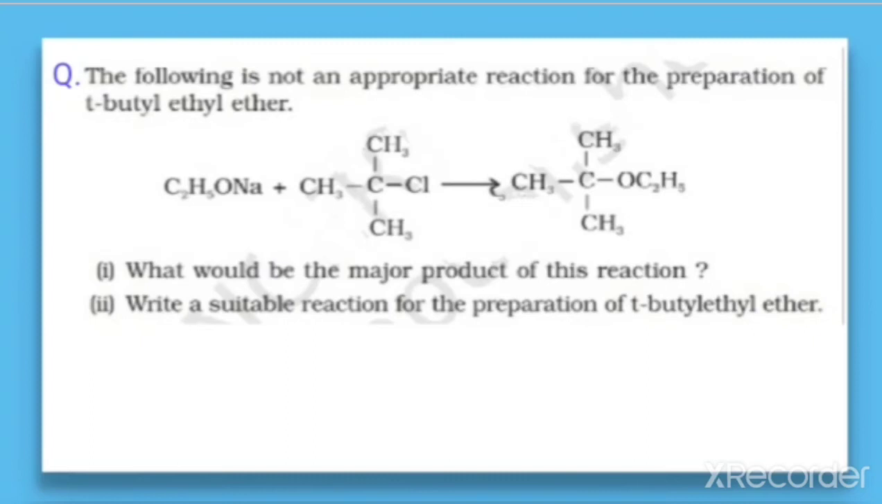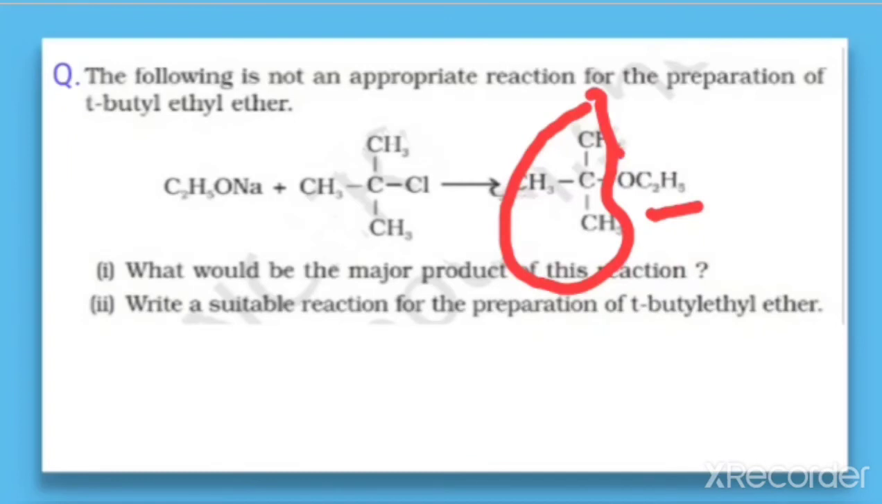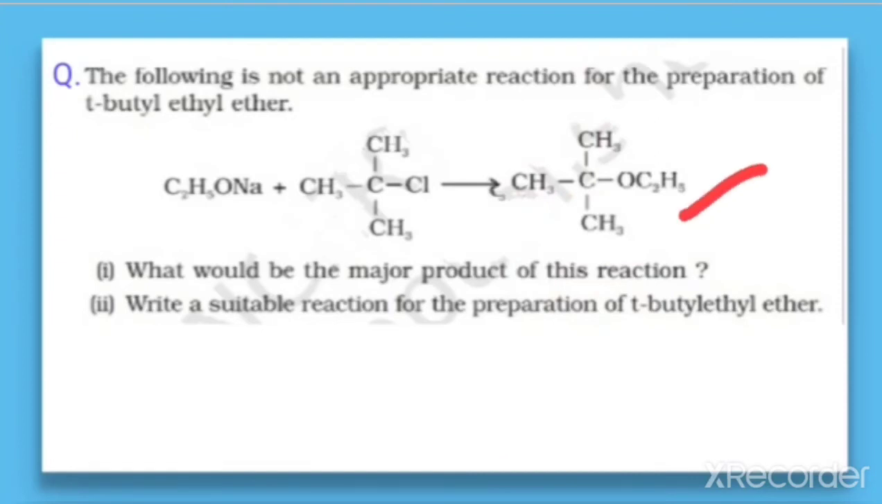How is it named? Tertiary butyl ethyl ether, because this part is called tertiary butyl and this is ethyl. C2H5 is ethyl, so it's a common name given. Tertiary butyl, why? Four carbons are there, it's a butyl, but tertiary butyl ethyl ether.